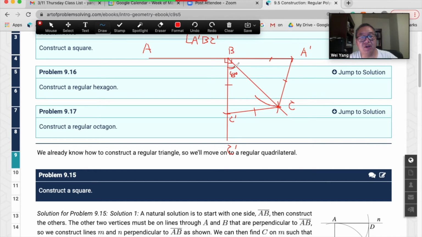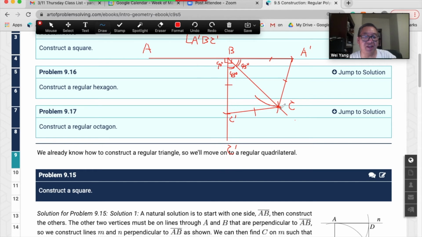Congruent means the corresponding angles are equal. This angle and this angle correspond because this side equals this side. So each angle here equals 45 degrees. Then 90 plus 45 will be 135, right? So after this, we have this line BC. Then we use the length of AB to measure BC, making BC equal AB. Then this BC will be the second side of this octagon, right?